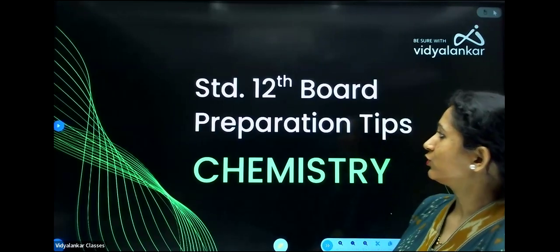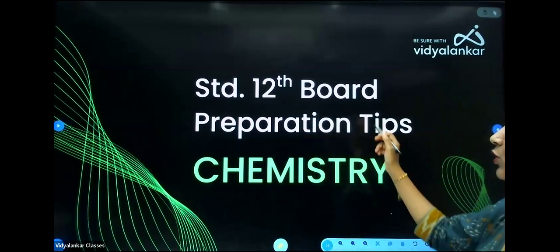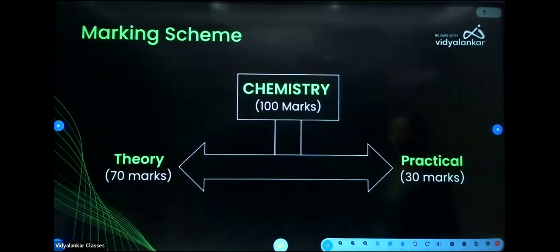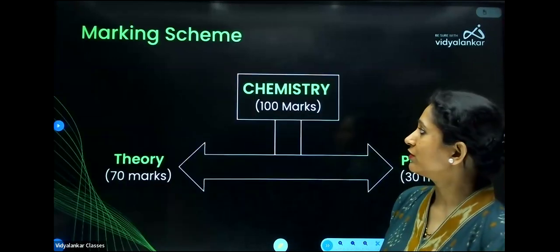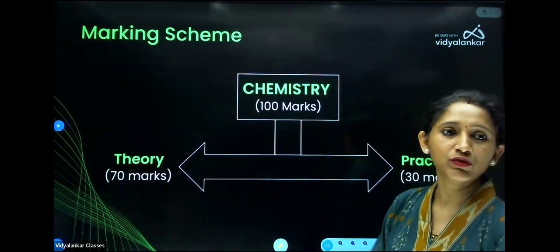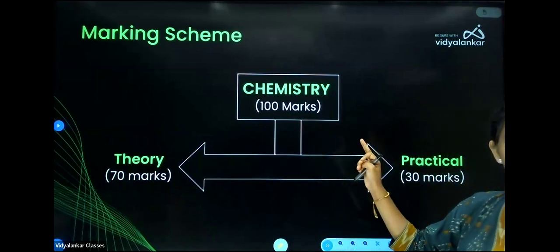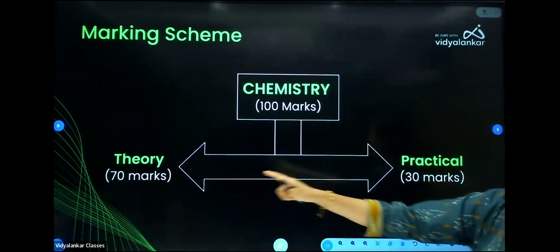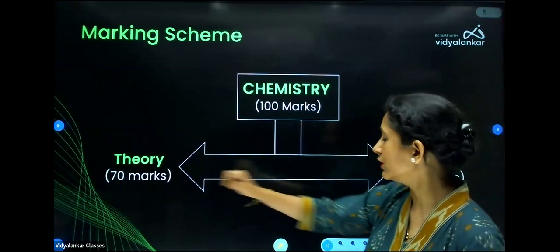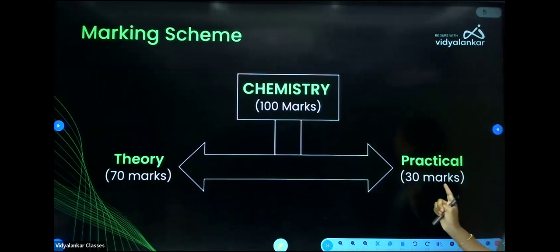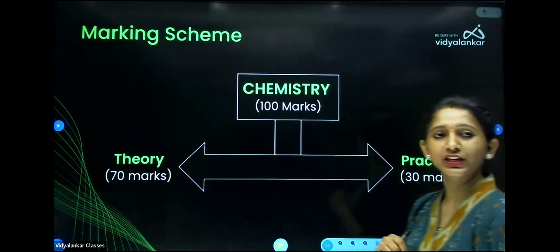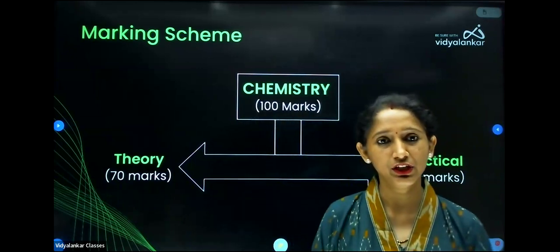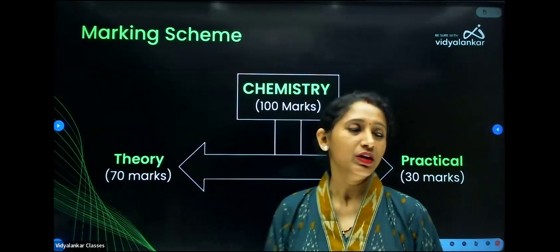Today we are here to discuss Standard 12th Board Preparation Tips in the subject of Chemistry. So, students, as you know, your chemistry paper for HSC Board is of 100 marks, which gets subdivided into 70 plus 30. Your 70 marks belong to theory and your 30 marks belong to practicals. Here, let us first discuss your practical examination for your HSC boards.